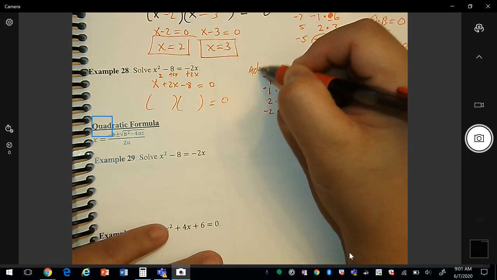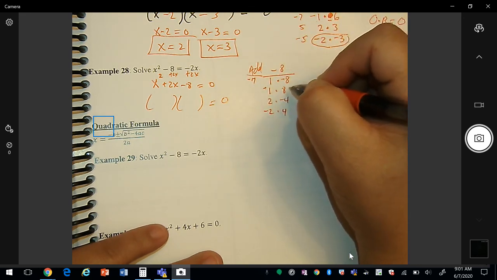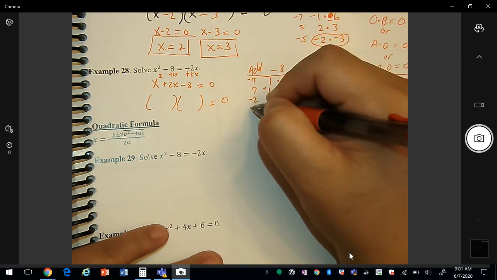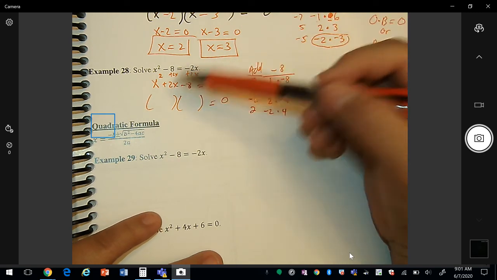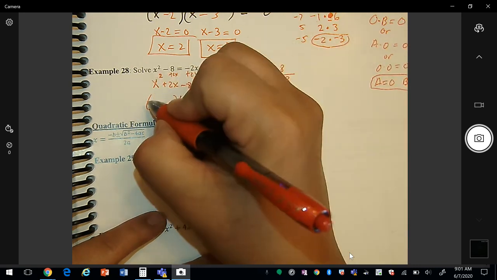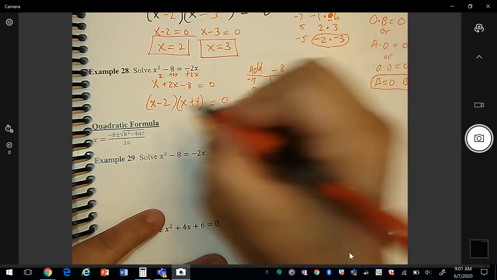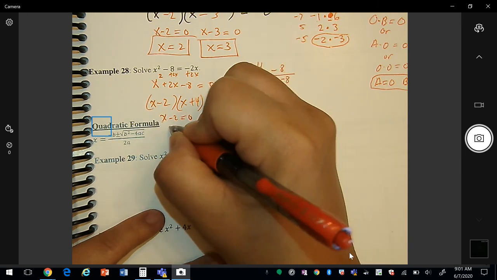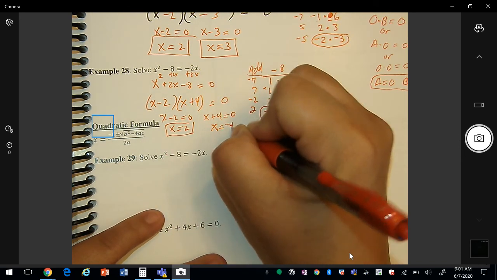If we add, 1 plus negative 8 is negative 7. Negative 1 plus 8 is positive 7. 2 plus negative 4 is negative 2. And negative 2 plus 4 is positive 2. We're looking to have a positive 2. So that means we're going to use negative 2 and positive 4. Set each one equal to 0. So add 2 on both sides and subtract 4.